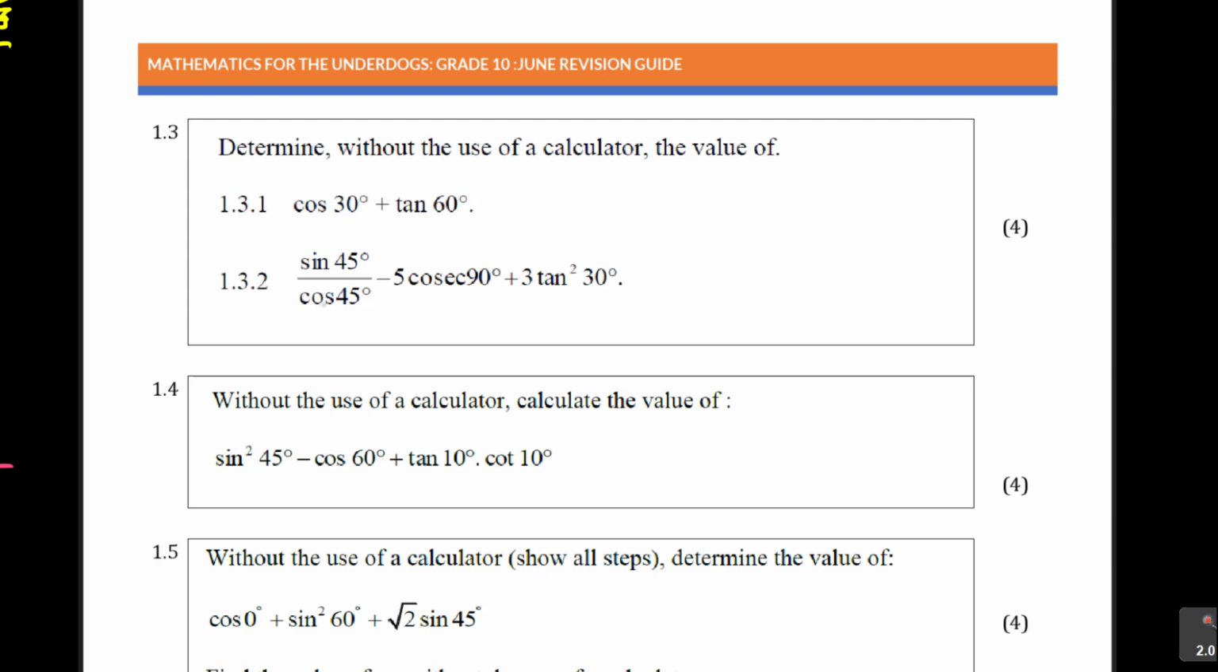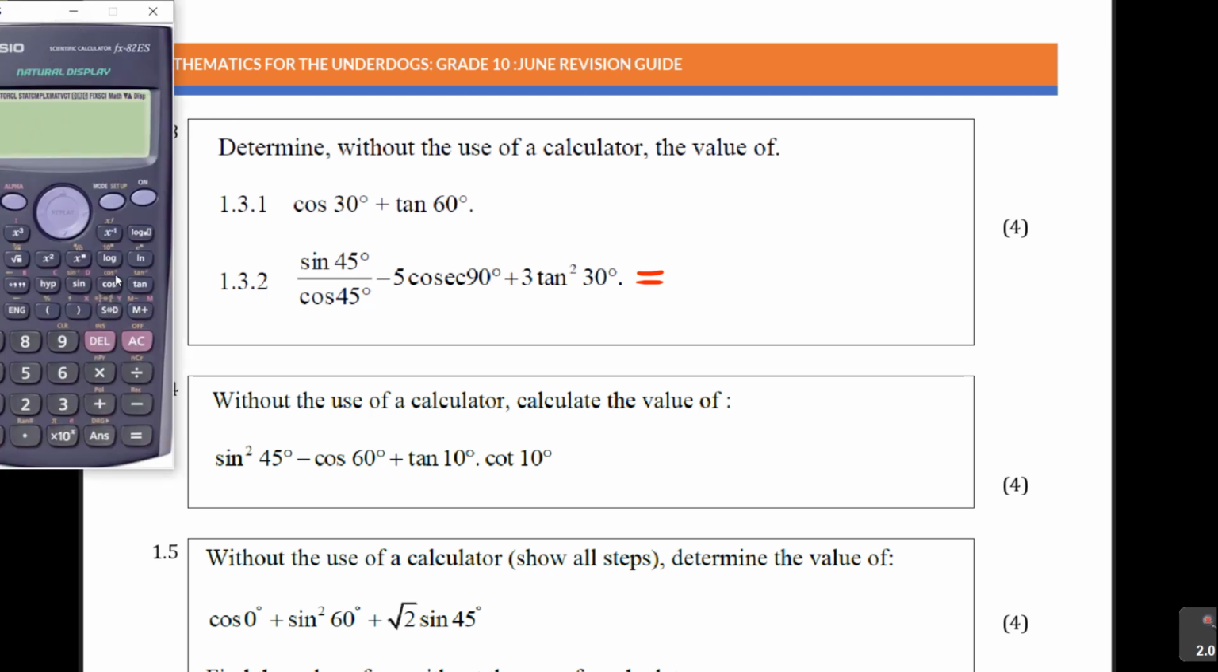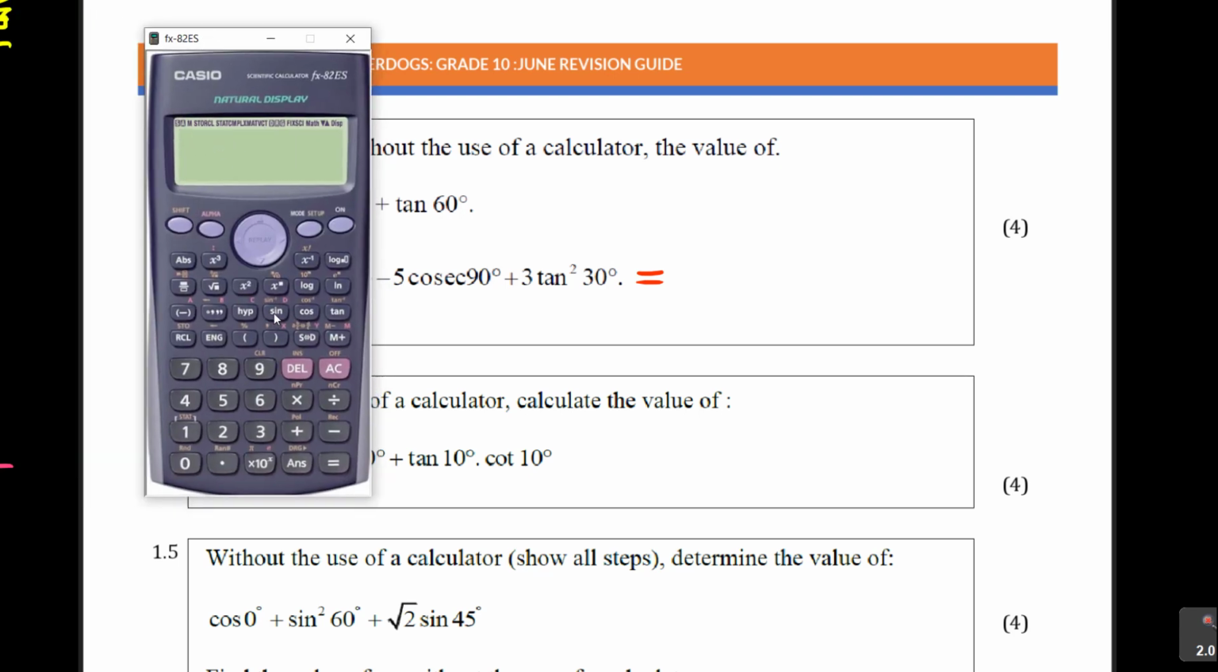Sin 45 over cos 45 minus 5 cosec 90 plus 3 times tan squared 30 equal to. See, you punch the calculator as is, trust me. What is sin 45? Look at this, sin 45 equal to root 2 over 2, but you don't write root 2 over 2. If you follow my previous lesson, I told you, if you write root 2 over 2, they will pick up that you used the calculator. What you say is 1 over root 2, because it shows you used a special triangle.